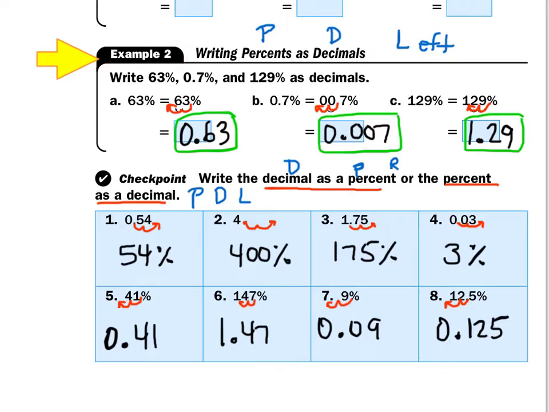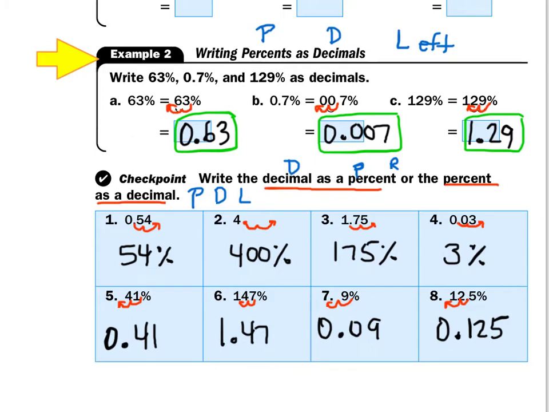Okay, so look at example 2 with me, writing percents as decimals. So if I want to change 63% to a decimal point, I put the decimal after the 3, which is there, and then I move it 2 places to the left, and I take off the percent symbol. So this would give me 0.63. Take a look at B. If I have 0.7%, grab the decimal point and move it 2 places to the left and cross out the percent symbol. So that gives you 0.007. And then look at C. If I have 129%, grab the decimal point, move it 2 places to the left, and you get 1.29.